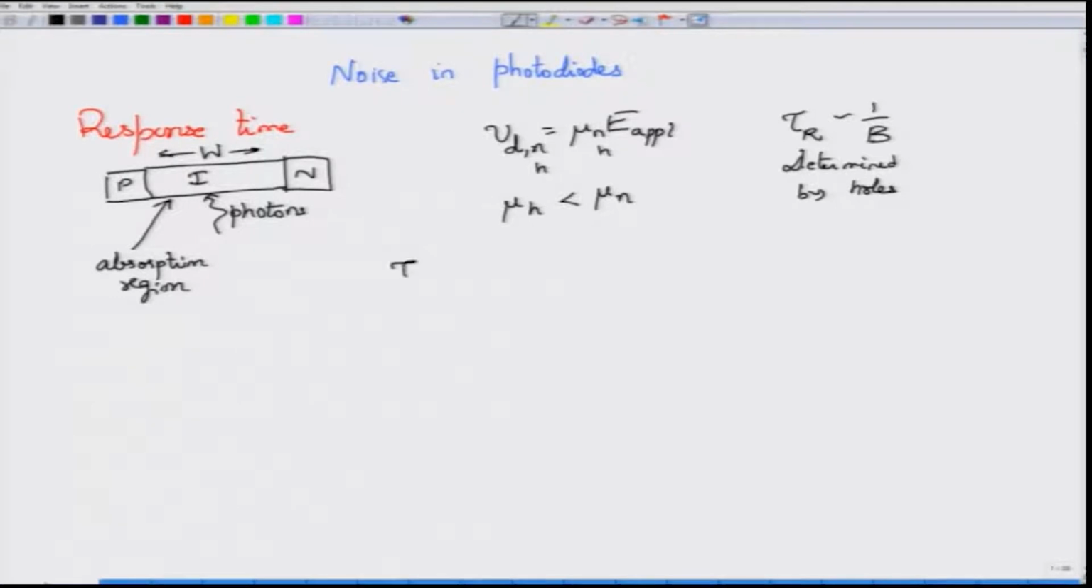So, you can have a very nice approximate value for the response time and write this as the width of the intrinsic region, Wi, divided by the drift velocity of the hole. So, the response time is tau r = Wi / VDH, and this puts out the ultimate limit in terms of the bandwidth of the photodetector.